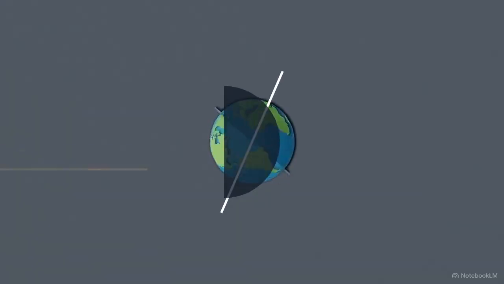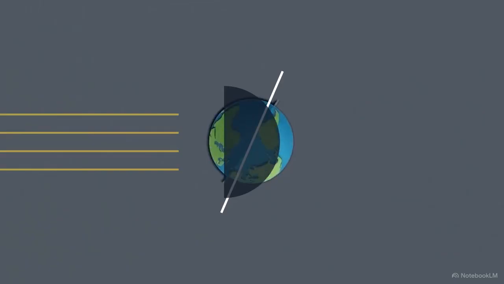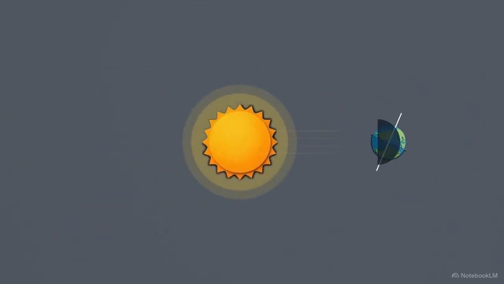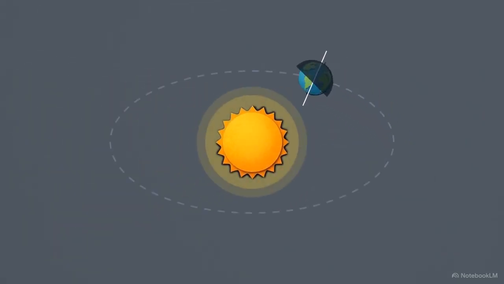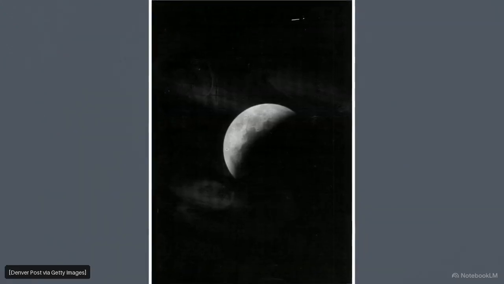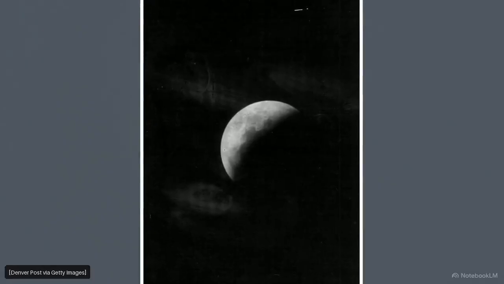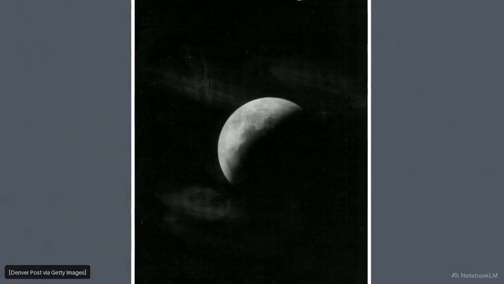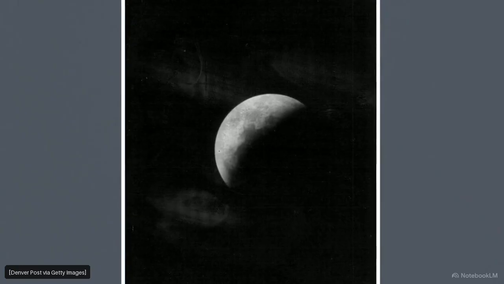That rotation on its axis creates our daily cycle of day and night. At the same time, the Earth is making a continuous orbit around the sun, which creates our yearly seasons. The moon's orbit adds another layer. Just like objects on Earth, planets and moons cast shadows across space, creating the lunar phases we see.